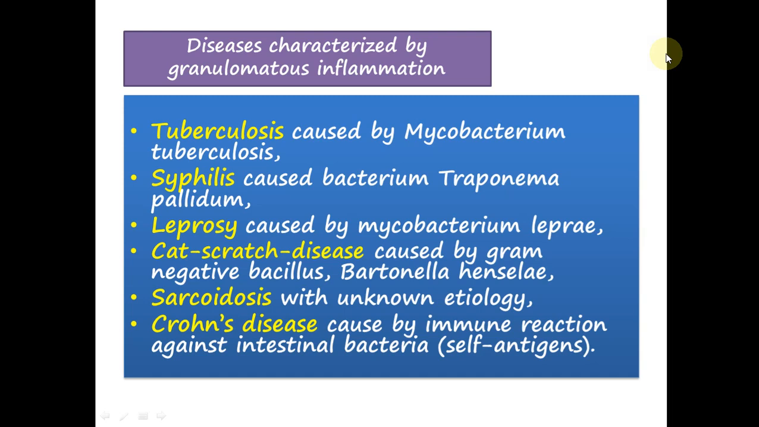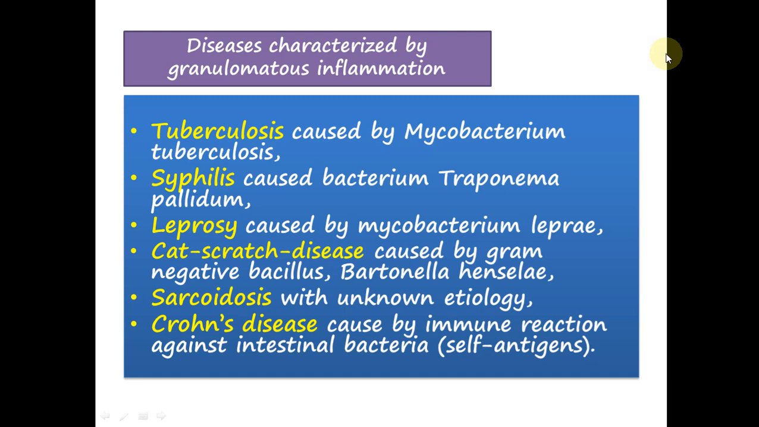The second granulomatous inflammation is syphilis, which is caused by the bacterium known as Treponema pallidum. Syphilis is characterized by the formation of gummas, and we divide syphilis into primary, secondary, and tertiary syphilis, which we will discuss in detail when we discuss syphilis.